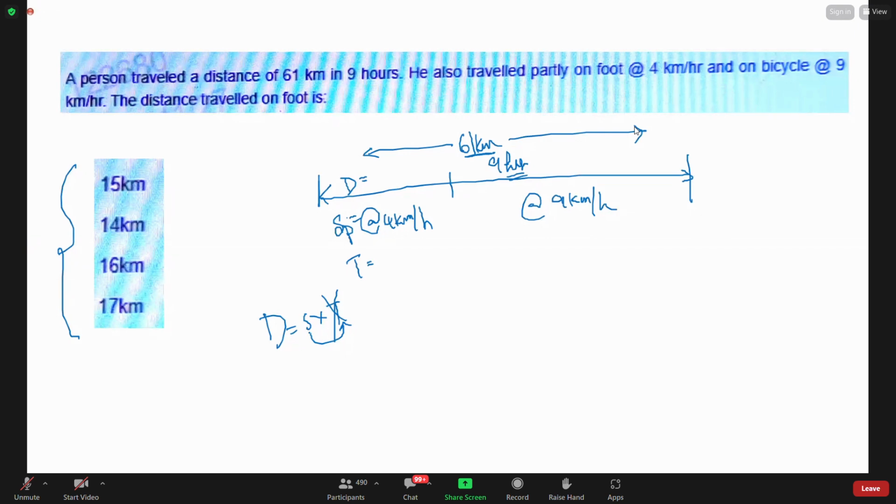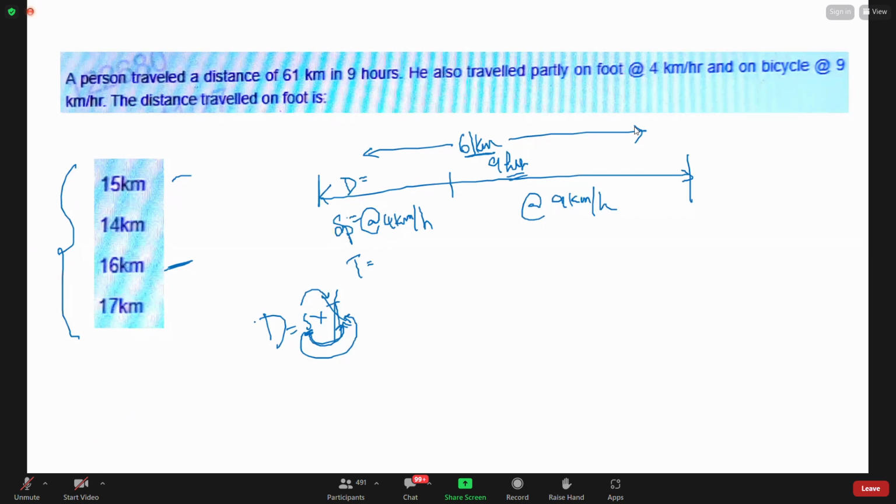We spoke about the concept on day one. We said it is speed into time. So if it has to be speed into time, that means it needs to be a multiple of the speed there. So the multiple of speed in these four options is 16, nothing else. Now let us see if that is the right answer.